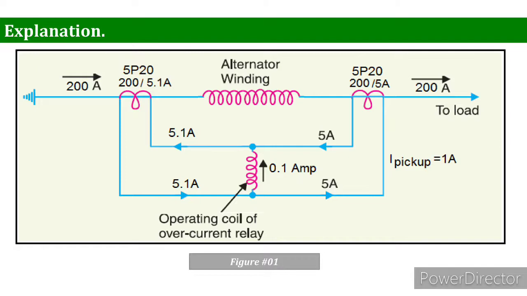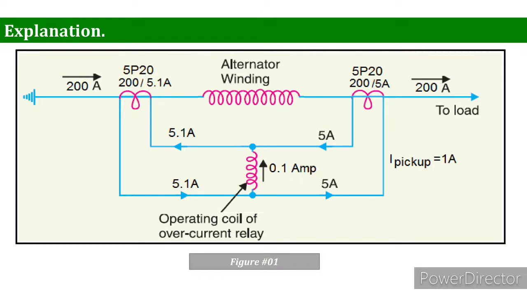Remember, this is an example of a relay that is installed on the alternator winding. As you can see, both currents are the same. As we studied in our last slides, if both currents are the same, then ideally there will be no current in the operating coil. But here you can see there is a current of 0.1 ampere. This 0.1 ampere is basically due to the mismatch of the CTs.